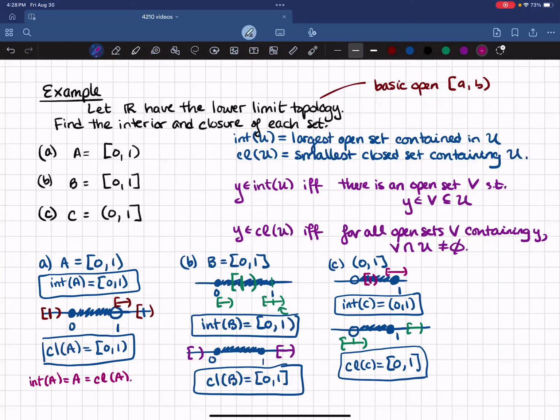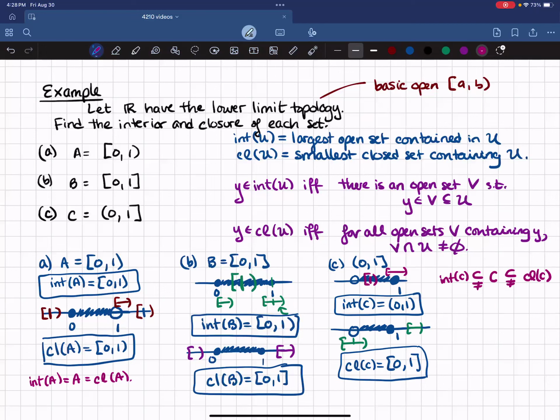For B, we have that B is equal to its own closure, but it's not equal to its own interior. So that tells me that B is closed but not open. And then for C, we actually have an example where the interior of C is a subset which is not equal to C itself, which is a subset and not equal to the closure of C. So C is neither open nor closed. And C is an example of a set where the interior is a proper subset and the closure is a proper superset.